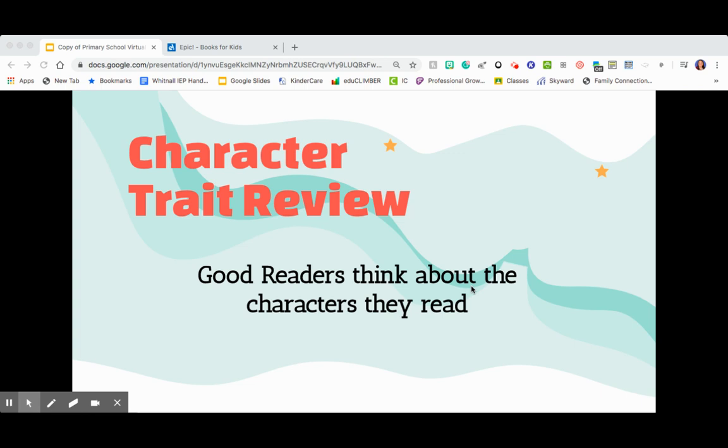Now, we're going to continue that. But we're also going to look into character traits. You guys have been practicing that with boom cards. Now, we're just going to kind of review what that all means. So, character trait review. Good readers think about the characters as they read.